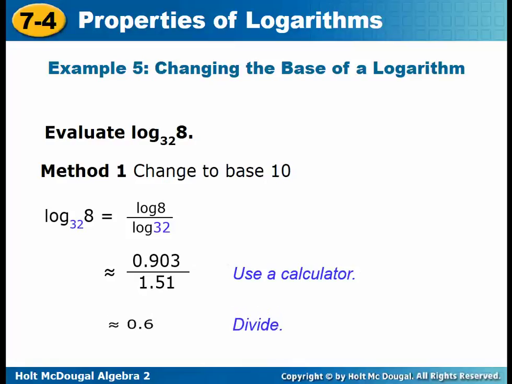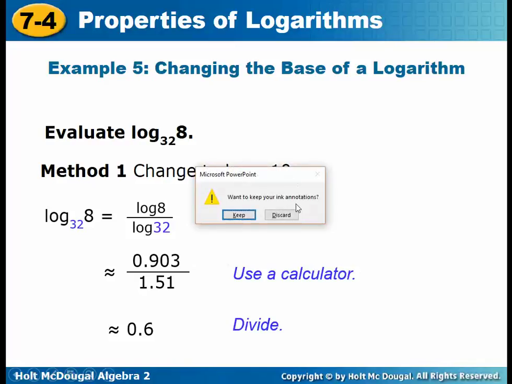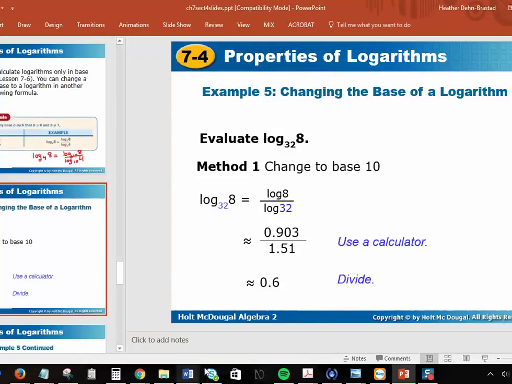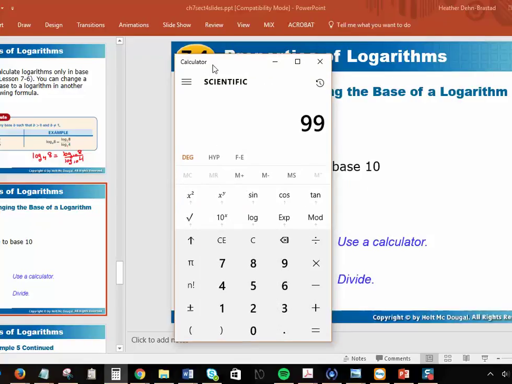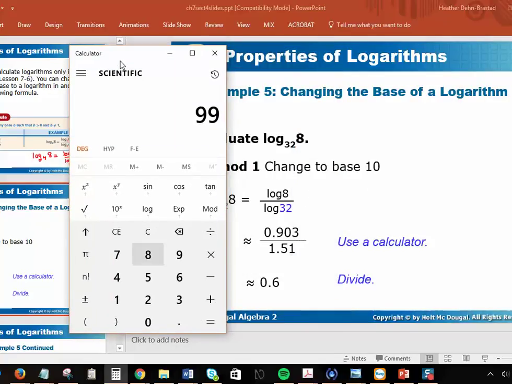Let's see what they get. They got 0.6, and they use those little squiggly things to mean it's about that. I'm going to show you on the computer calculator how to do this. Now you might have a handheld that works slightly different, and that's all right. If you have a handheld calculator, you probably push log first and then the number. I have to take 8 and then log. So this is the log of 8.